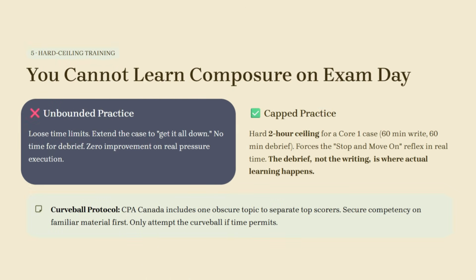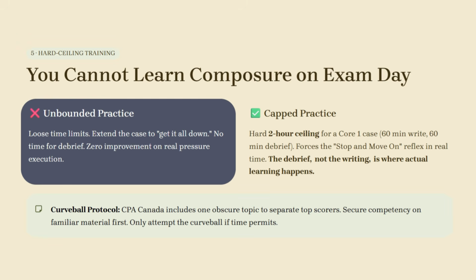Step 5. Hard ceiling training. Finally, step 5 is how you actually build that discipline. Hard ceiling training. You cannot learn composure on exam day. If you practice without exam-like conditions by extending the clock just to get it all down or get up and walk around, you leave no time for a proper debrief, and you will see 0 improvement in your real pressure execution. Instead, you must implement capped practice.